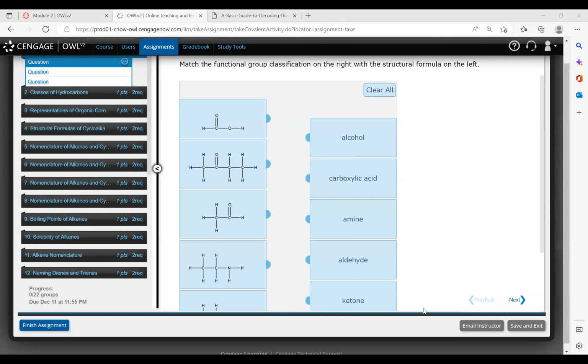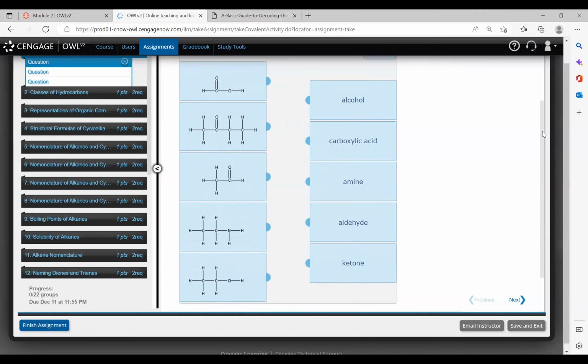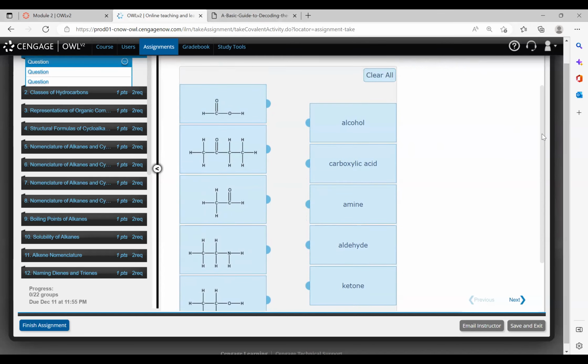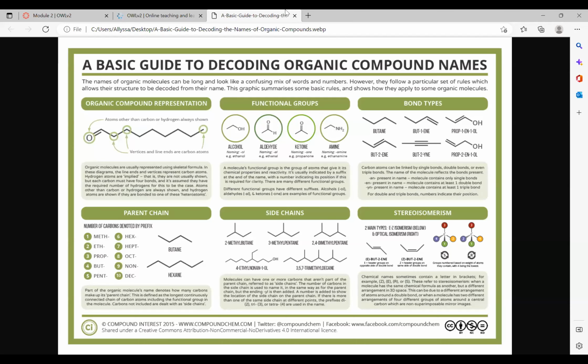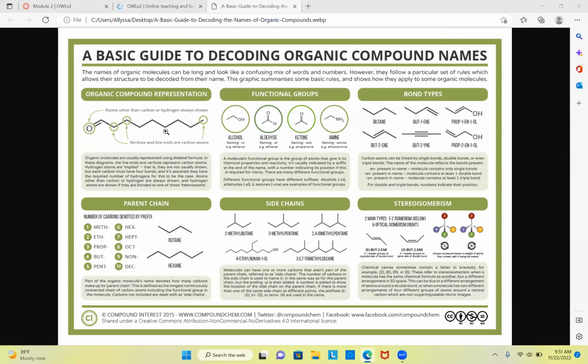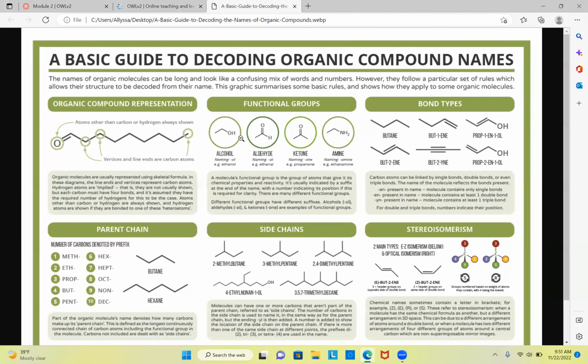So question 1 is going to have you identify the functional group, and they want you to basically match up the functional group with the correct name. So what I did for you guys is I actually posted a picture for you to be able to look at, and basically it's a basic decoding of organic compounds. It shows you those different types of functional groups.